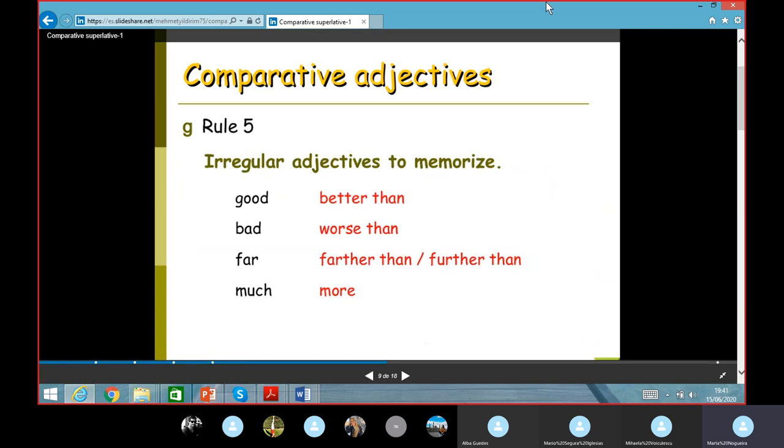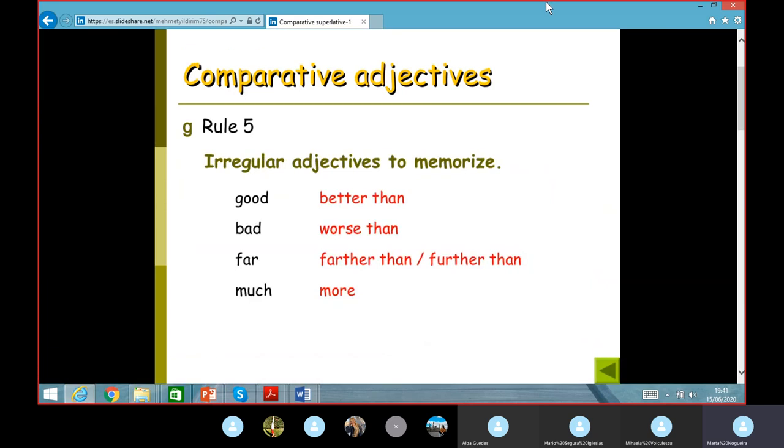Then we've got, guys, things to memorize, okay? Irregular adjectives to learn by heart. We've got good, better than, okay? But worse than, far farther than, much more, okay? Estos no siguen las reglas que hemos visto, sino que son irregulares.